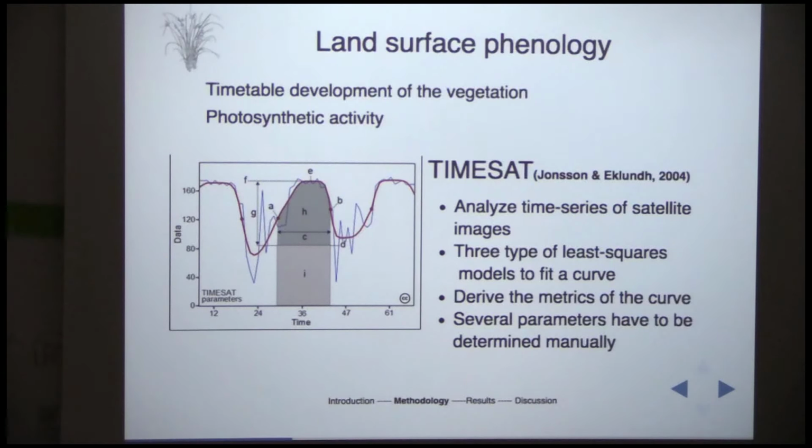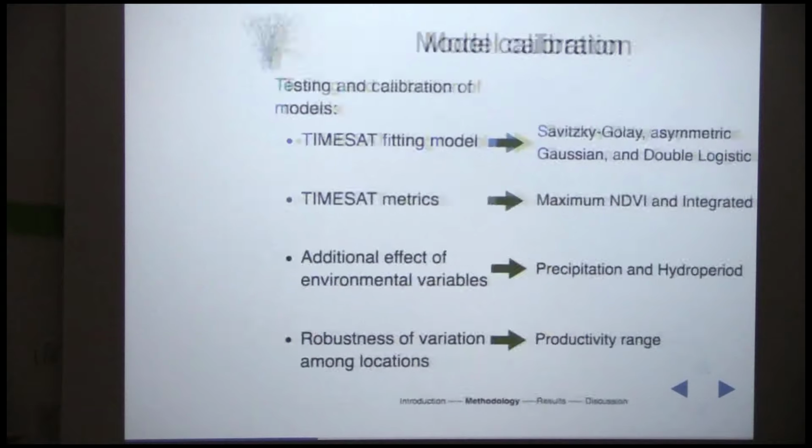I will talk a bit later about these 3 methods that TIMESAT uses. And at the end, you obtain the metrics of this curve. The metrics that we were interested in were the maximum NDVI value and the integral of the NDVI curve. Apart from that, because the marsh is a complex ecosystem, we have to manually adjust some of the parameters that TIMESAT offers. I will talk a bit later about that.